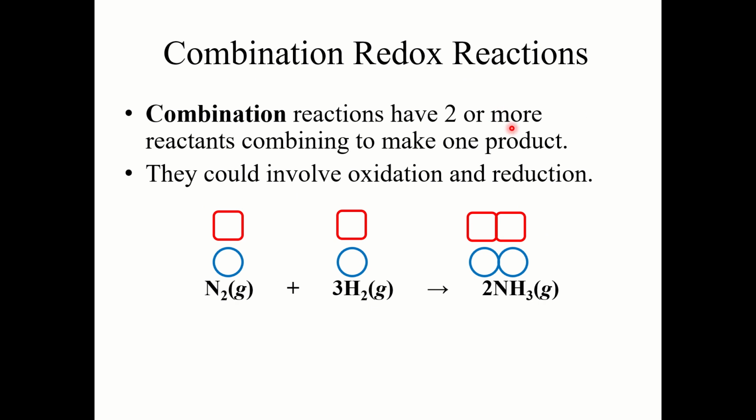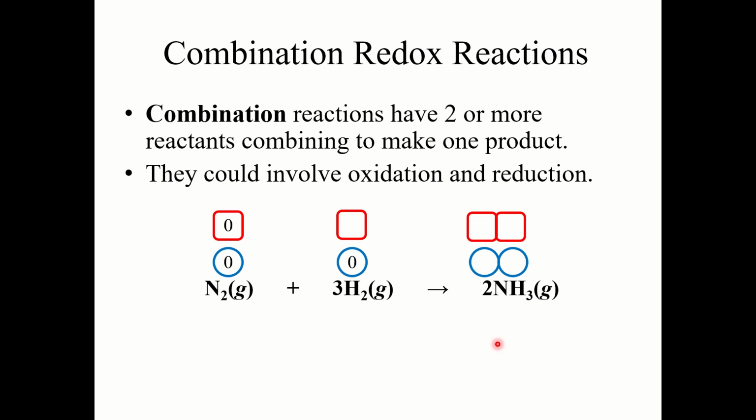Let's look at a combination redox reaction. I do also want to mention you're going to want to know the names of these types of reactions. Now what's helpful is the names are very descriptive. So a combination reaction, they have 2 or more reactants combining to make one product. So for example, nitrogen gas plus hydrogen gas, we've got 2 reactants, we've got one product. This is a combination reaction. They can involve oxidation and reduction.